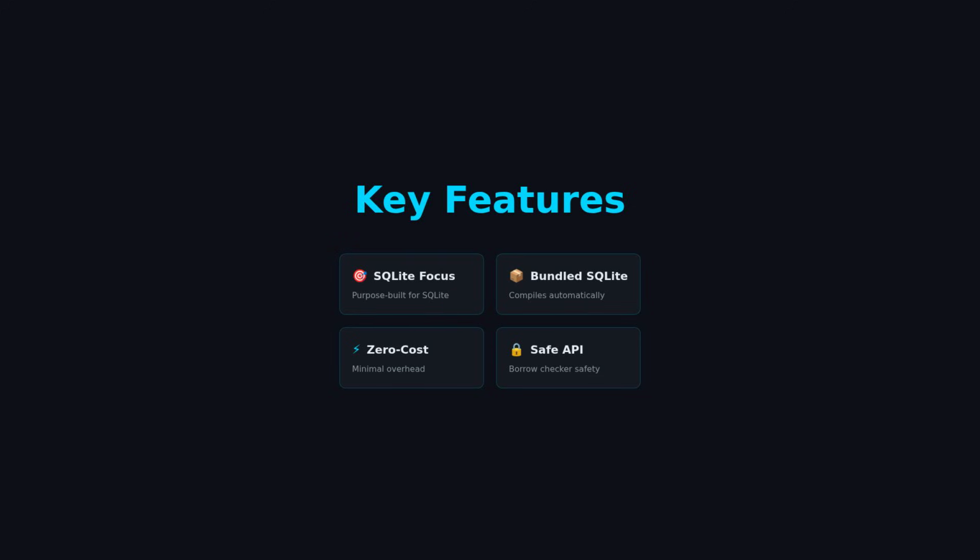Third, zero-cost abstraction. Rusqlite is a thin wrapper. There is minimal overhead over raw SQLite C calls. Performance is excellent. Fourth, connection and transaction management. Rusqlite provides ergonomic APIs for connections, prepared statements, and transactions. The borrow checker ensures you do not misuse resources. Fifth, feature flags. Rusqlite has extensive feature flags for different SQLite extensions: JSON support, full-text search, backups, blobs, and more. You only pay for what you use.